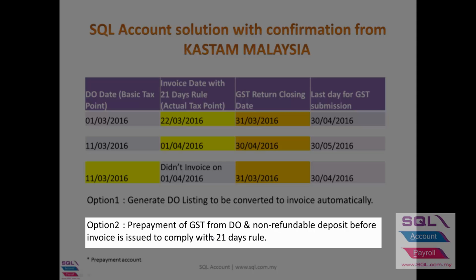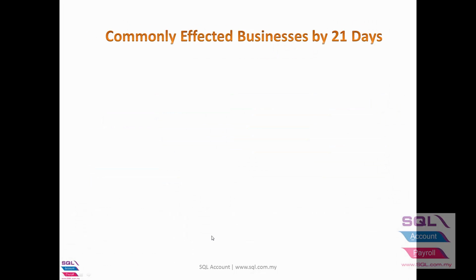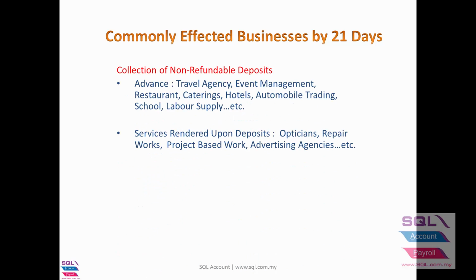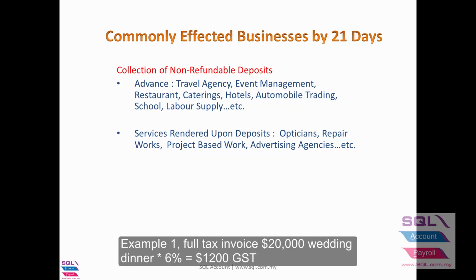The reason we give client an option 2 is because some industries will not be able to generate an invoice immediately within 21 days. Example, a travel agency, a restaurant, or those companies that collect a lot of deposits without generating invoice.